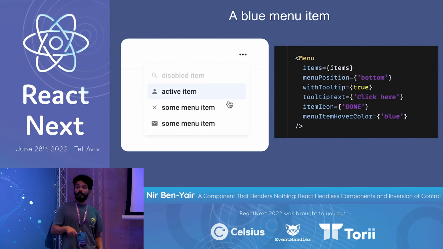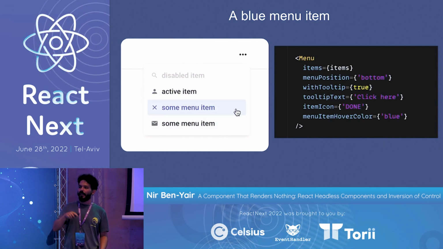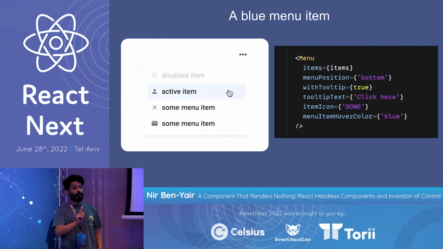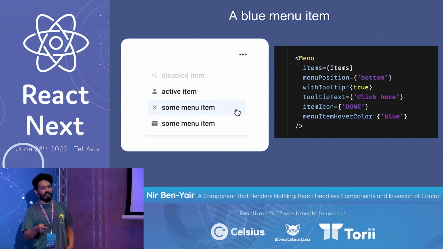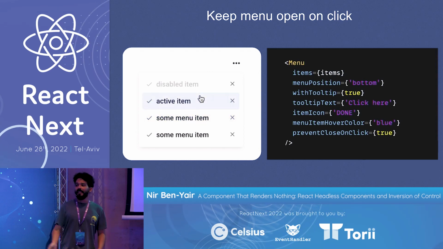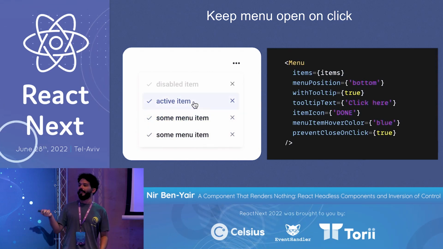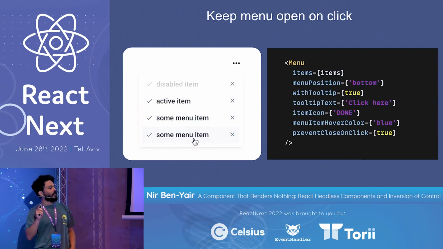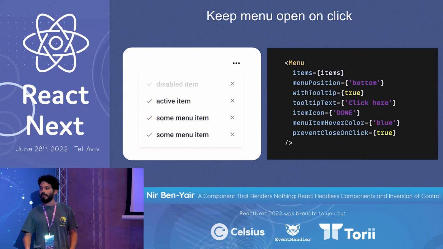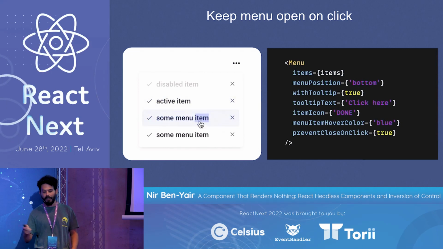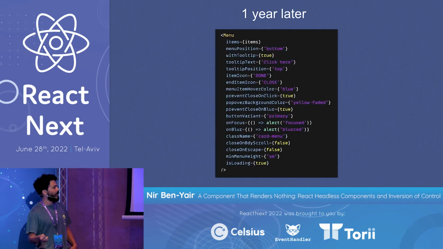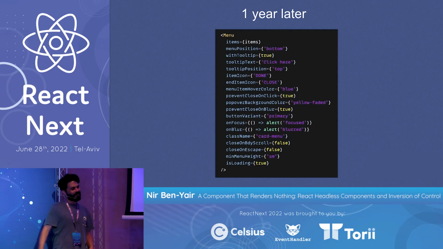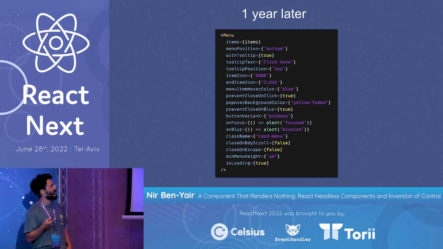A month later, they wanted, when I hover, to change the menu background color to blue, but only in that feature, not everywhere. So we added a menu item hover color prop, and then they wanted some functionality change, that in this new feature that we're now releasing, we should not close the menu when we click the menu item, so we added a prevent close on click prop. And 1 year later, we ended up with this. Yeah. Now, nobody likes that. I sure don't like that.